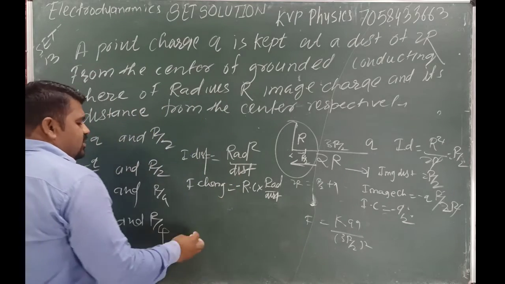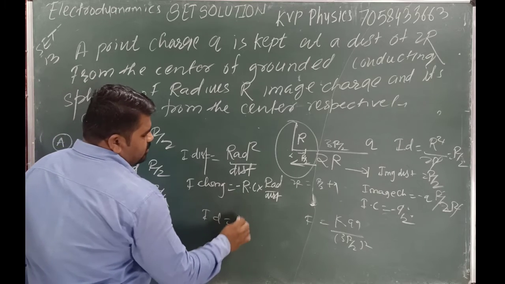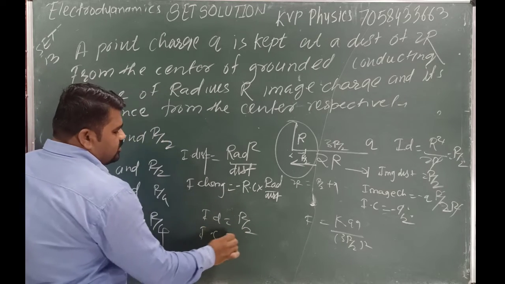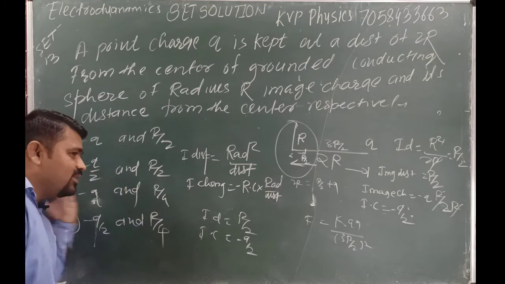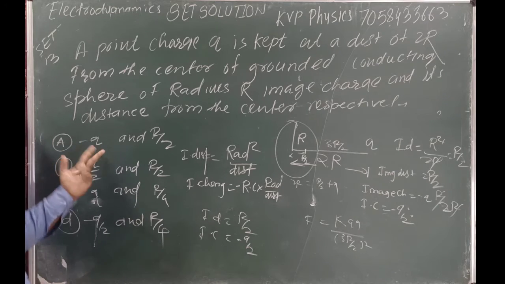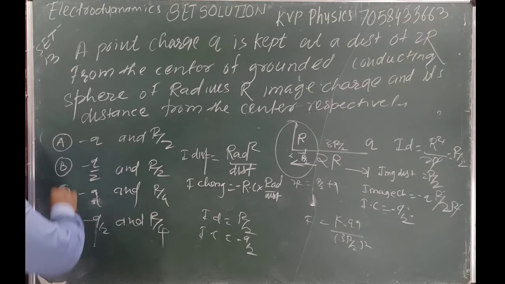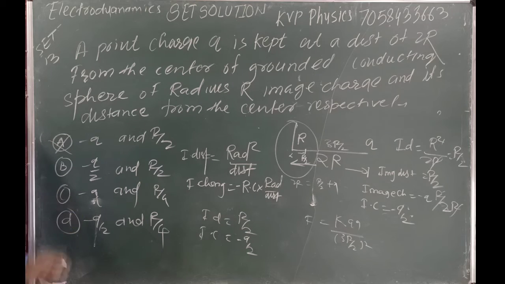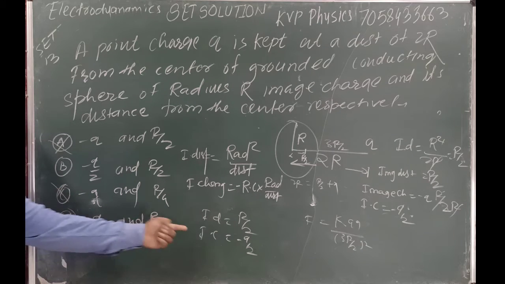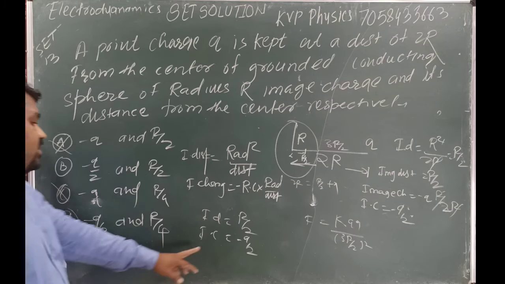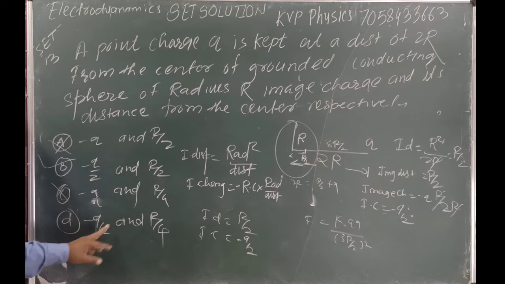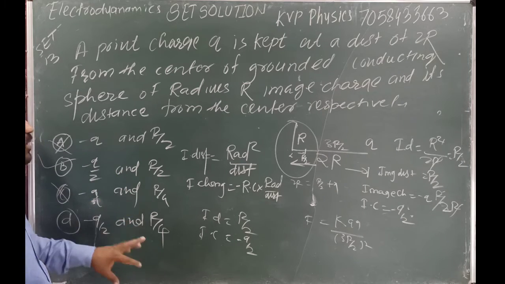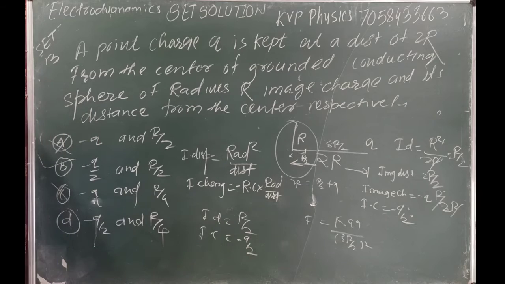Now, what is the final answer? Image distance is equal to r by 2 and image charge is equal to minus q by 2. Then which of the following options matches this answer? Here, minus q is not there, means this one is not correct. This also is not correct. Why? Because here it is minus q. Our answer is minus q by 2 and r by 2. Here we are getting minus q by 2, so we can focus on these two options. But here the image distance is r by 2. R by 2 here is 4 by 2. Means which of the following options is correct?